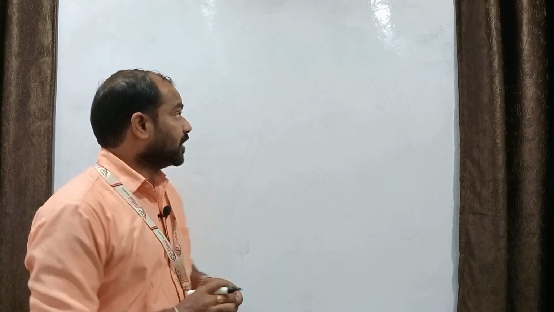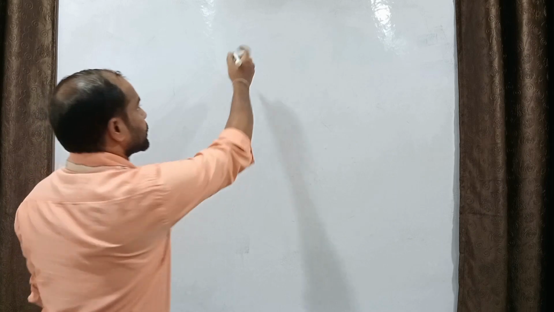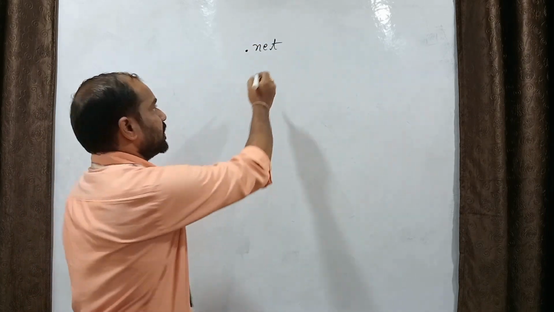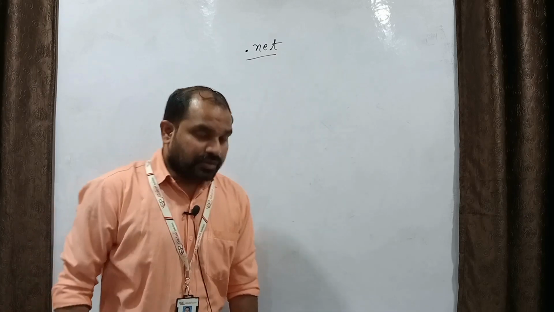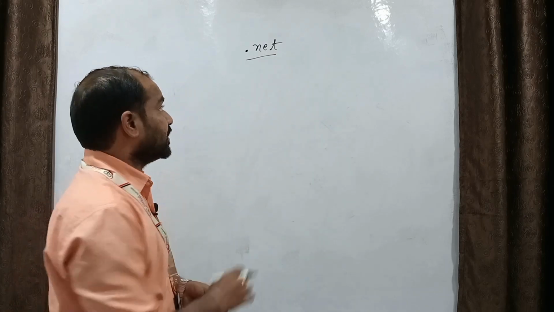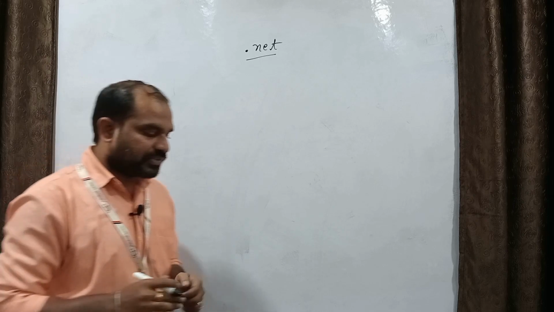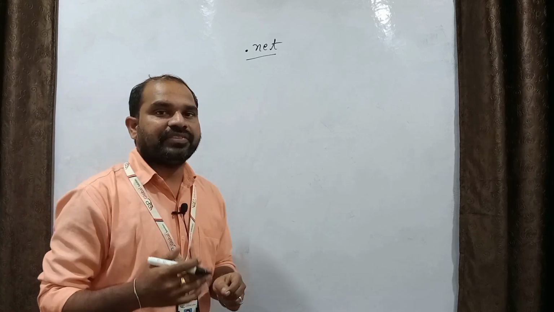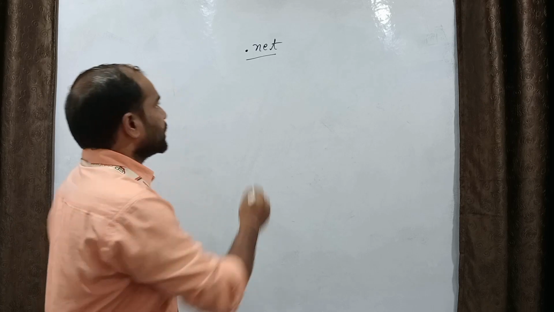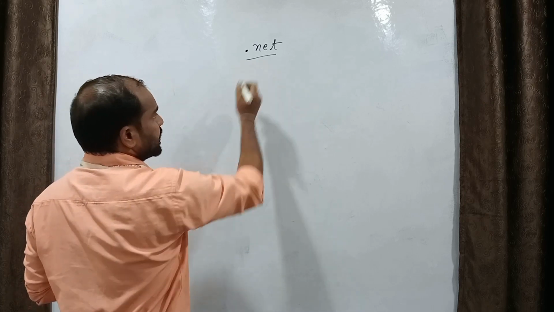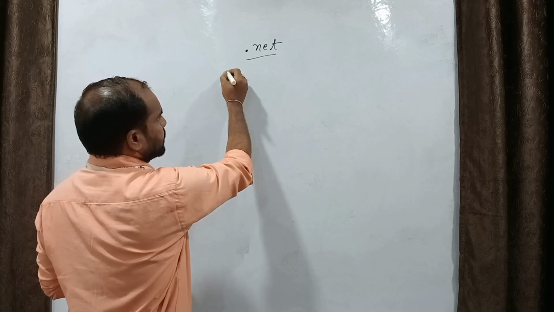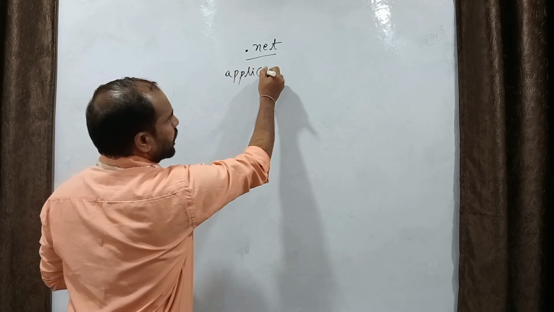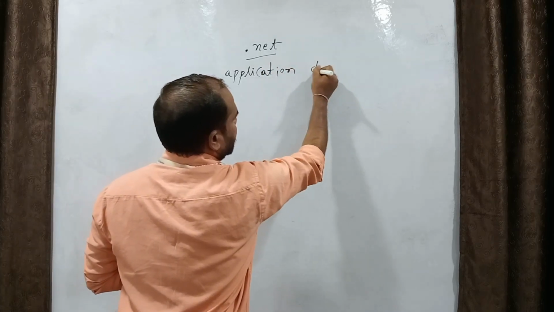We are going to start the tutorials on .NET. So what is .NET? We will start with the term .NET. In simple words, .NET is a software built by the Microsoft company. It is a software, but what is it used for? It is an application development platform.